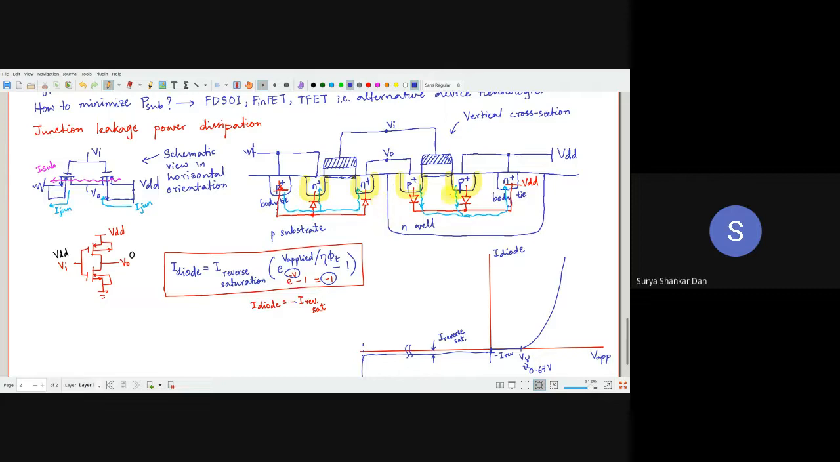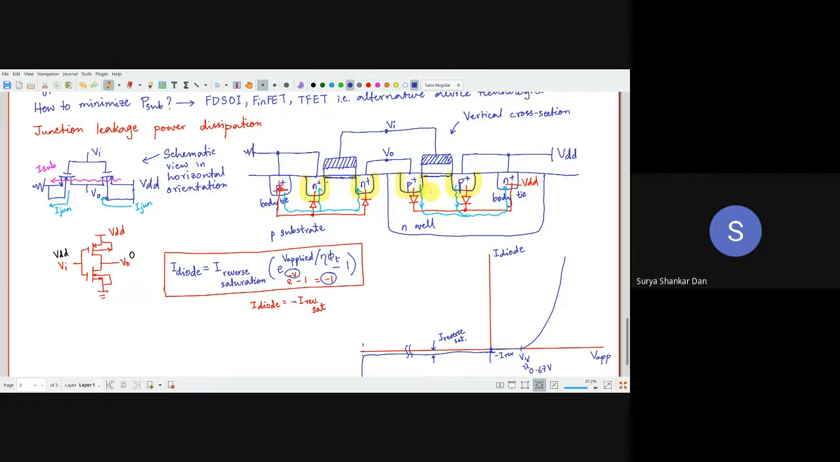However, this is not latch up. This is the parasitic BJT effect, because the base region of the BJT is inside the same N well या फिर P substrate. This is N plus P N plus, this is P plus N P plus. So this is not latch up, this is parasitic BJT effect.